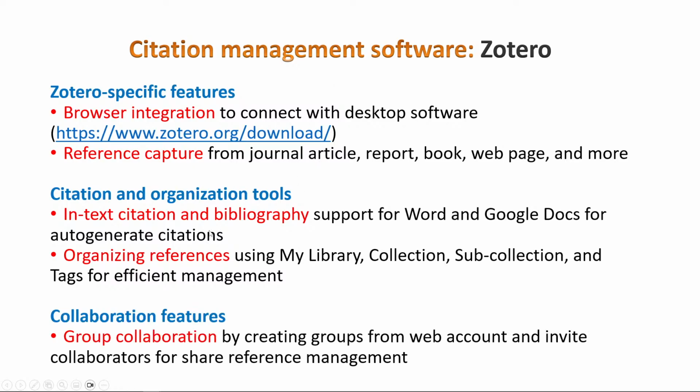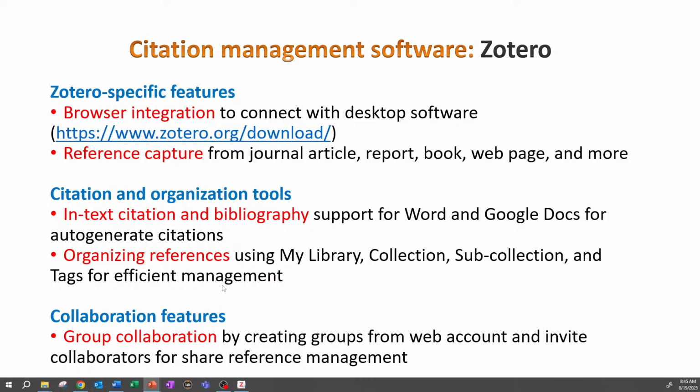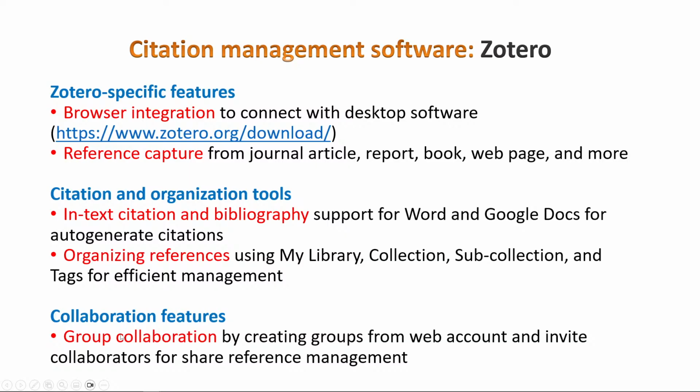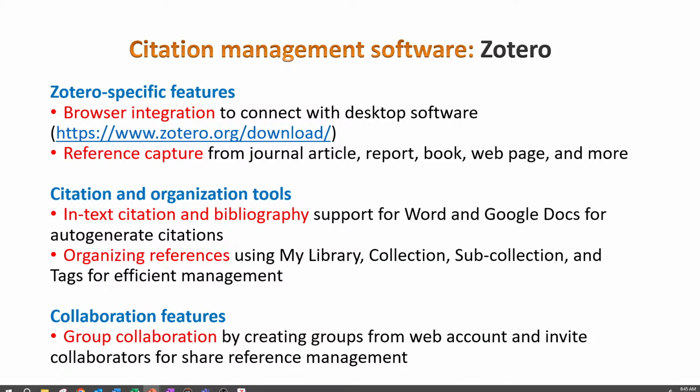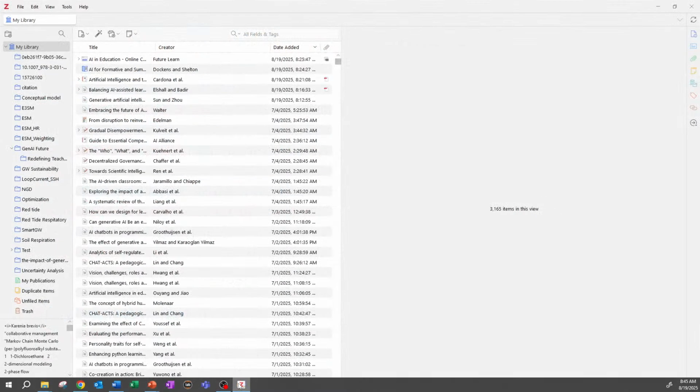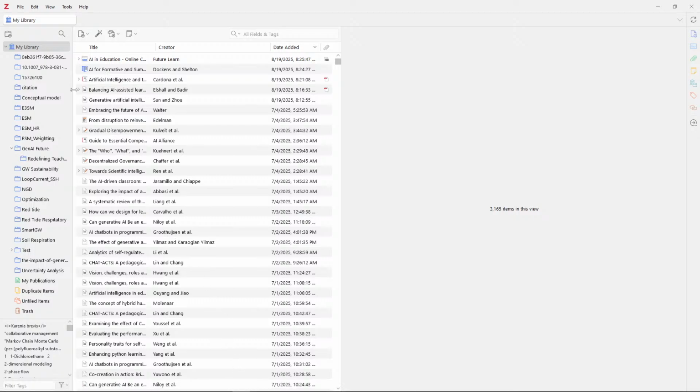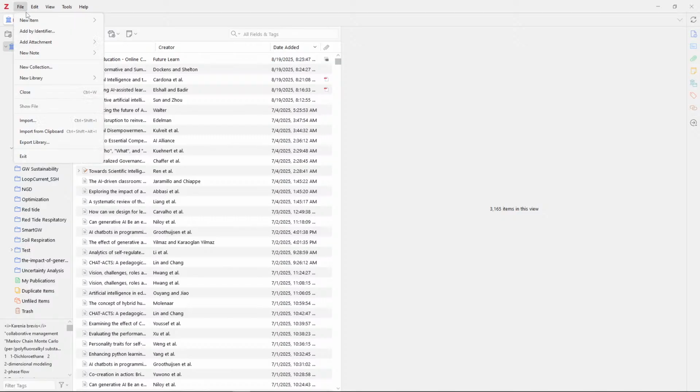Collaboration feature. I will skip this part. I just want you, in order not to make this video very long, to be aware that you have a collaboration feature. If you need to do this, you can just check online how to do it. The collaboration feature is that in your library you can add collaborators.